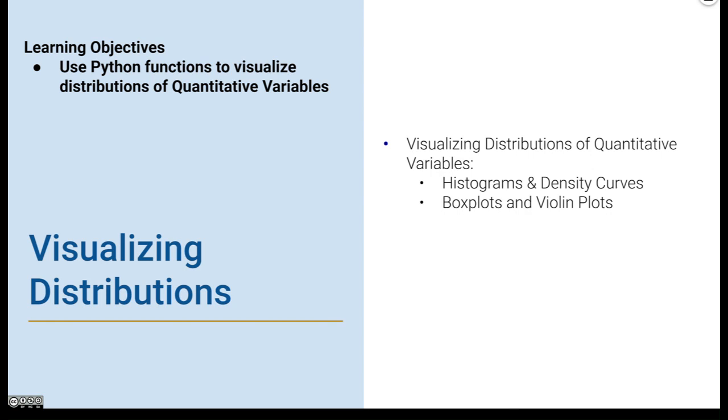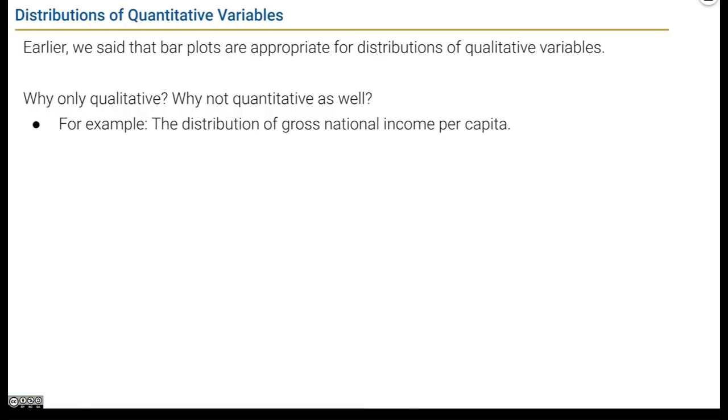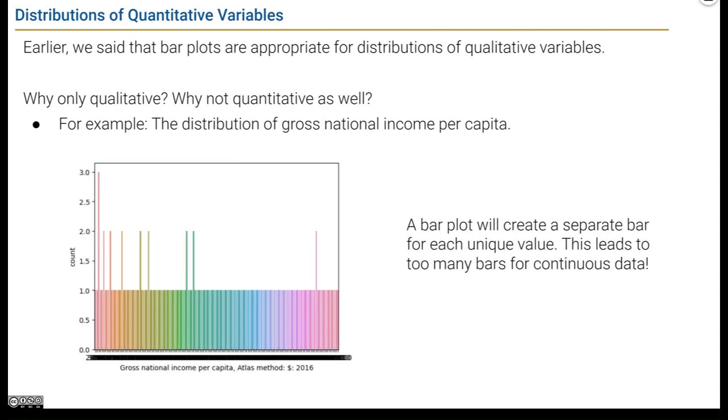In this video, we're going to look at how we can visualize distributions of quantitative variables. So we mentioned that bar plots are appropriate for distributions of qualitative variables. Why not apply that to quantitative? Let's look at an example of basically a continuous variable, which is the gross national income per capita, and let's try plotting it with a bar plot.